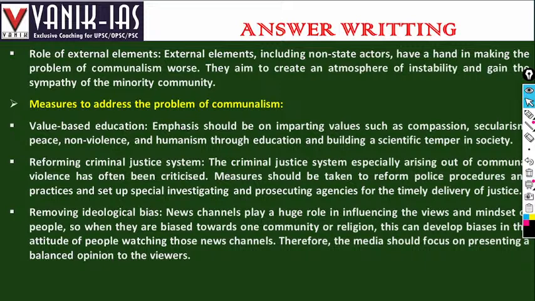Role of external elements. External elements including non-state actors have a hand in making the problem of communalism worse. They aim to create an atmosphere of instability and gain the sympathy of the minority community.